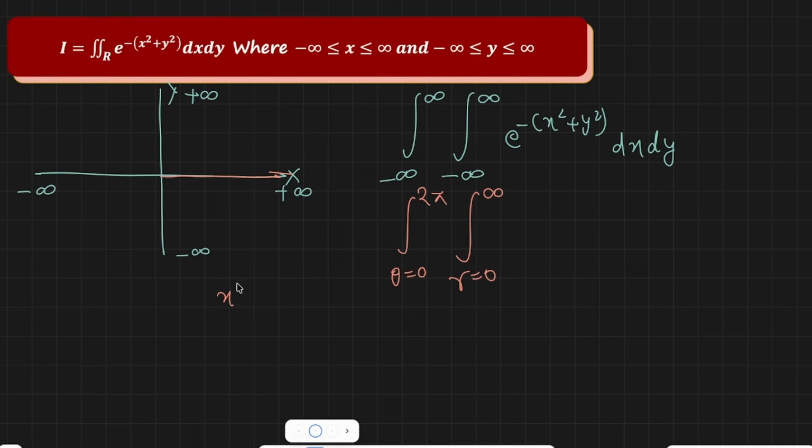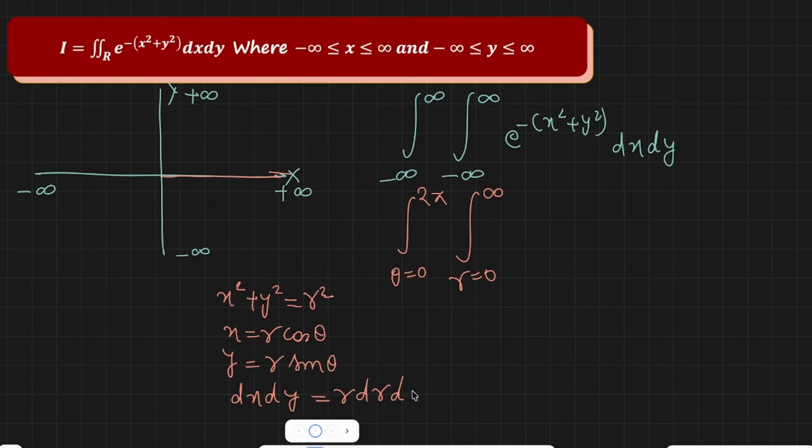Now all of you know what x square plus y square is. That is r square, because x is equal to r cos theta, y is equal to r sin theta, and what is your dx dy? That is r dr d theta. That is also the same for dy dx. Now it is e to the power of minus (x square plus y square), that is your r square, and it is your r dr d theta.